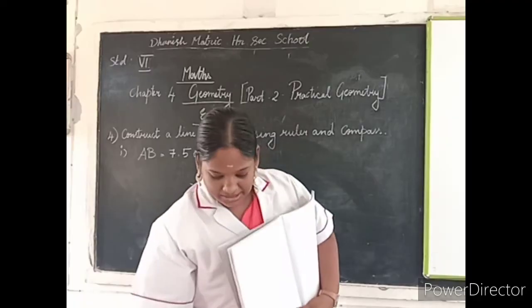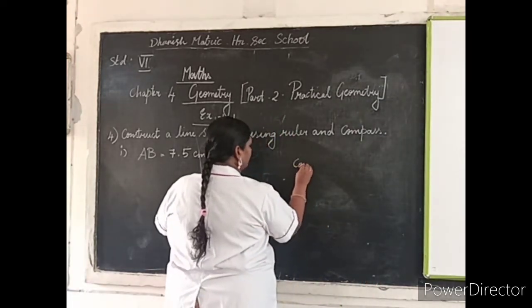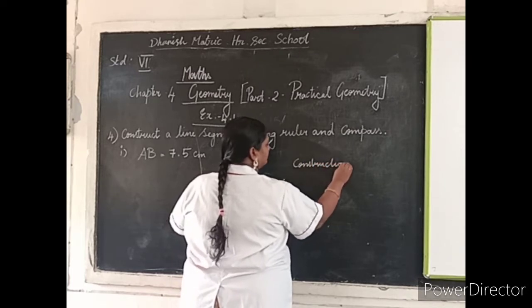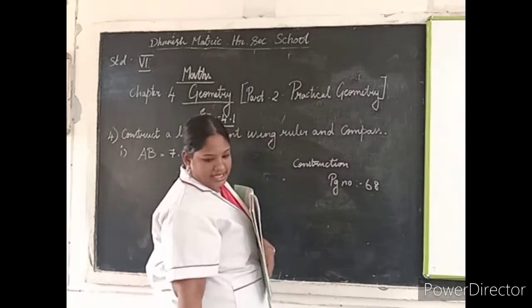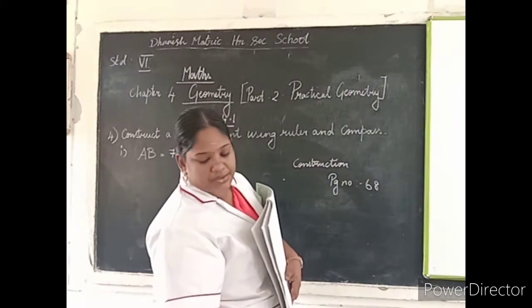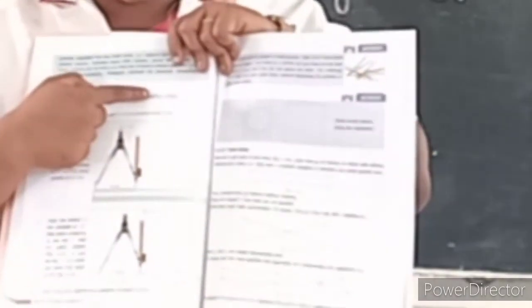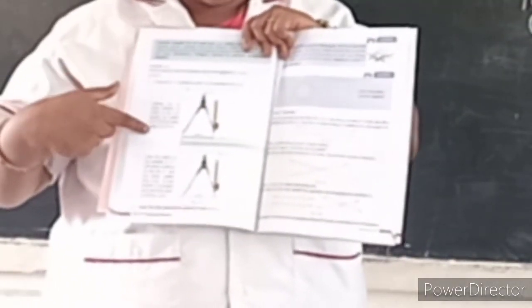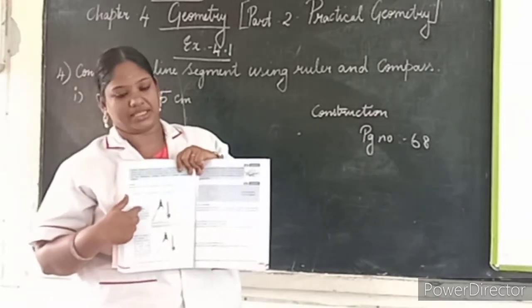The construction is on page number 68. I am writing it here. Please note it down. Construction, it's on page number 68. Example 4.1 it is given, no? You just need to change what they have given in that example. See here, page number 68, in the example it is given PQ is equal to 5.5 centimeter. You have to change this as AB is equal to 7.5 centimeter, and wherever the number 5.5 is given, you have to change it as 7.5 centimeter. We'll go to the next question.